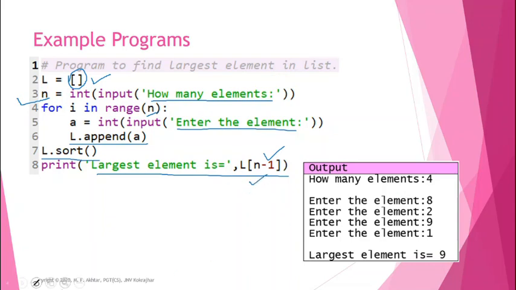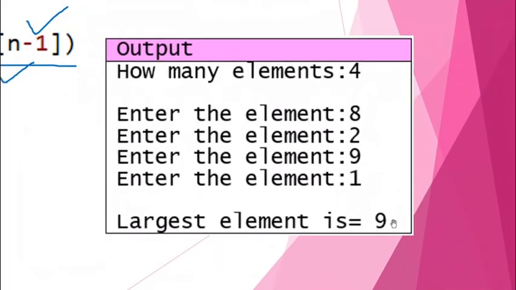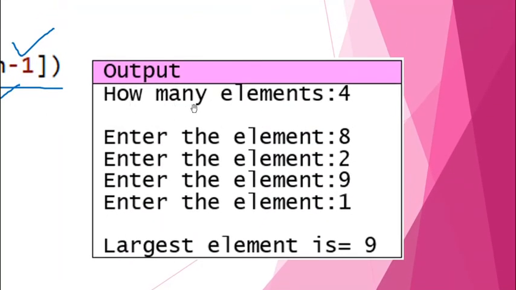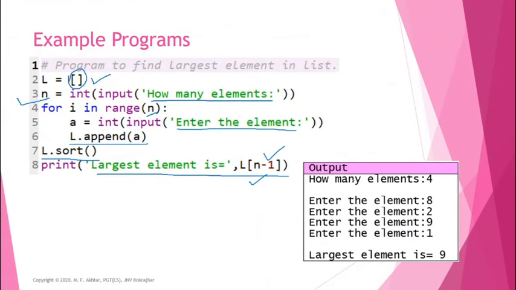See the output here. First it asks how many elements we want to enter. We have given 4 elements. It displays the largest element as 9, because among these 4 values, 9 is the largest element.